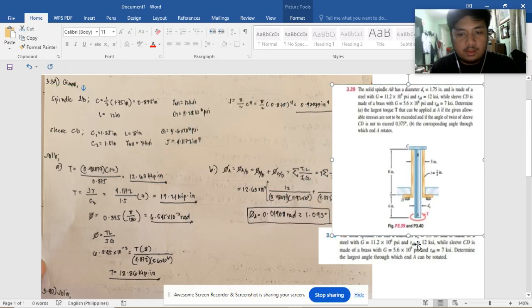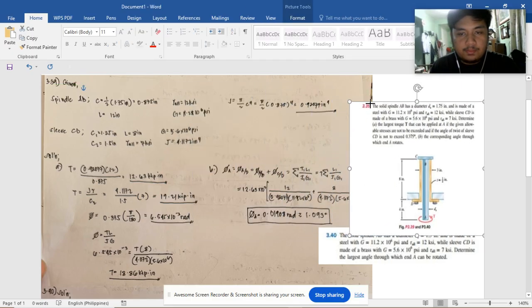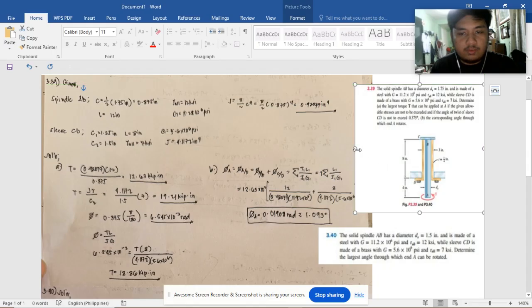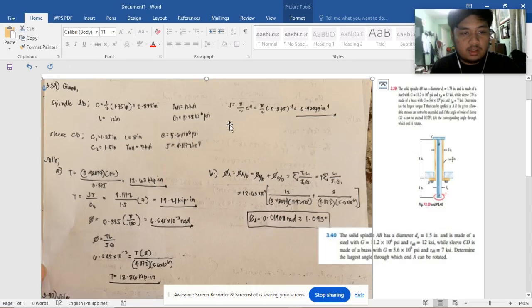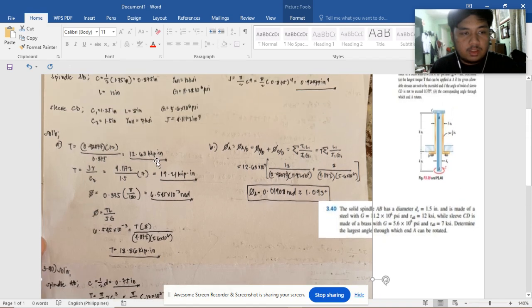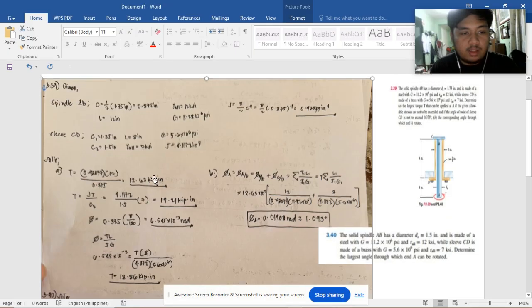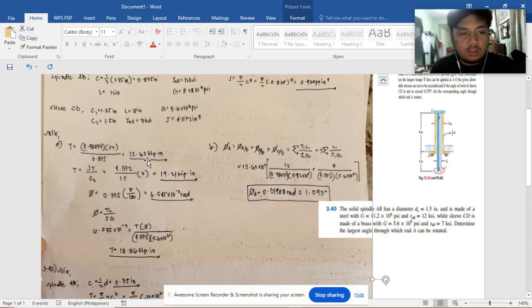So here's the solution for the given problem. First we'll be writing all the givens as we showed you in the problem. To solve it, first we'll be solving for the torque T, where T is equal to 0.92077 times 12 over 0.875, and you'll have the answer 12.63 kip-inches.